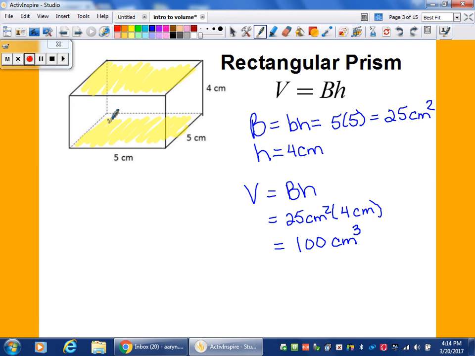So I chose for my base to be the 5 by 5. So when I did my big B, it was base times height, which is 5 times 5, which gave me 25 centimeters squared. And the height of the prism from base to base was 4 centimeters. So I multiplied those two together and got that the volume of this rectangular prism is 100 centimeters cubed.